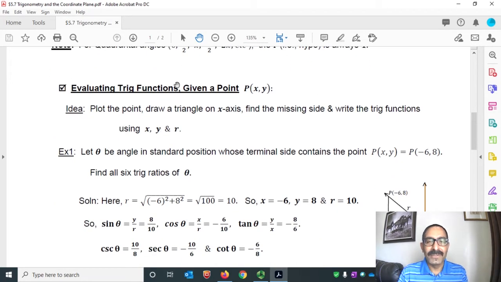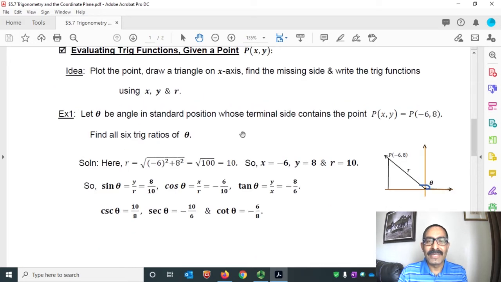Evaluating the trig functions given a point. So the idea is, plot the point, draw a triangle on the x-axis, find the missing side, and write the trigonometric functions using x, y, and r. Awesome. So let's do a quick example.